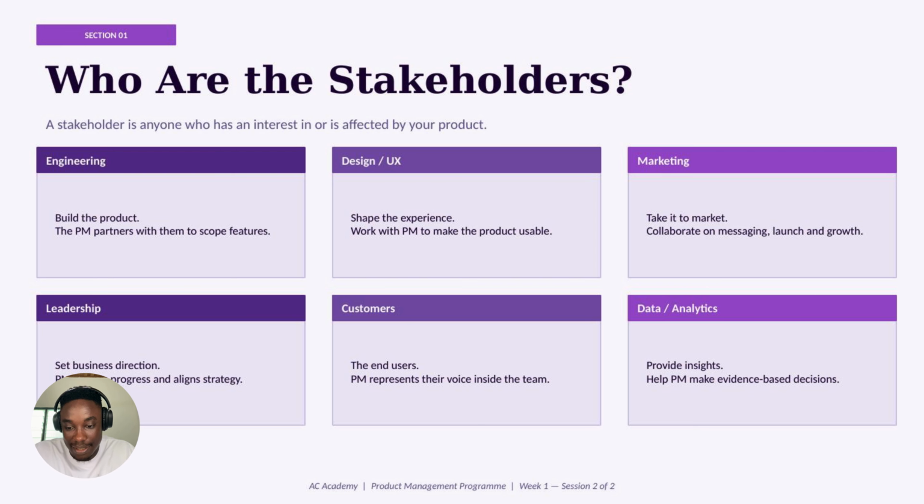So those are leadership. Then we move on to customers. They are the most important stakeholders of all. These are the real people who use your product. And here is the thing, customers are rarely in the room when decisions are being made. That is exactly why the product manager exists. You are their voice. You are supposed to be talking for them. Every time you make a decision, you should be asking yourself, will this actually help the person using this product?